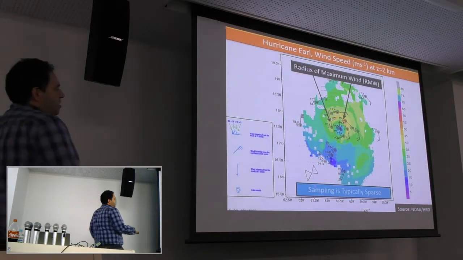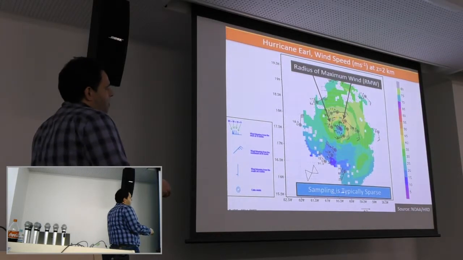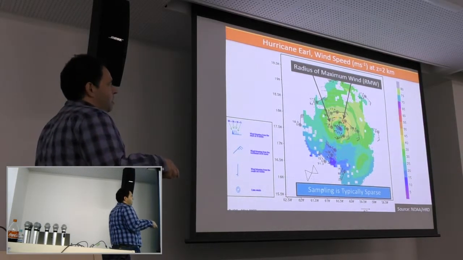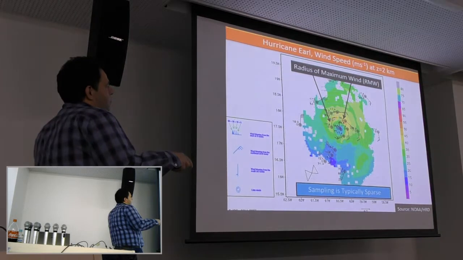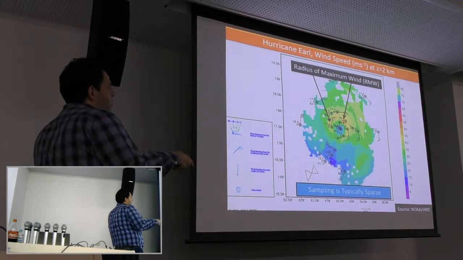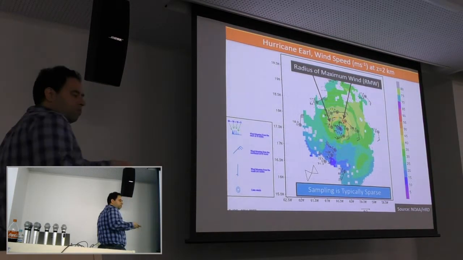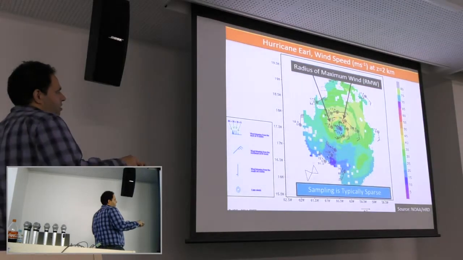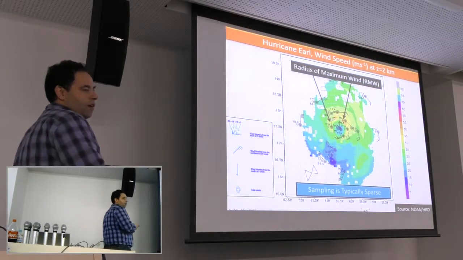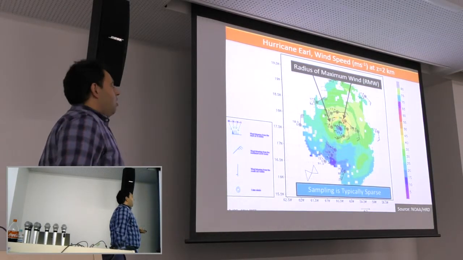But the key point is that sampling is typically very sparse by the dropsondes. So the radius of maximum wind is in here, and just like the hypothetical plan, we just have a couple of dropsondes in the eyewall for any given flight.